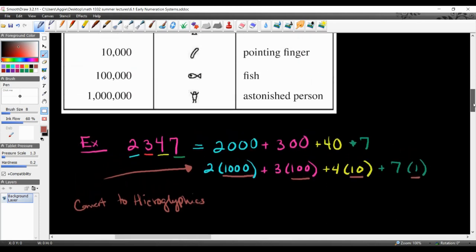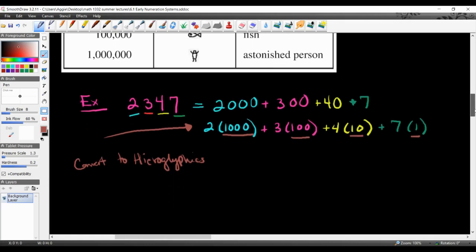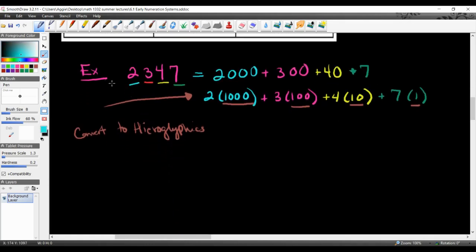Okay, so thousands are the lotus flowers. So I'm going to have two lotus flowers. Let's do that first. I have two lotus flowers and they look kind of like this.